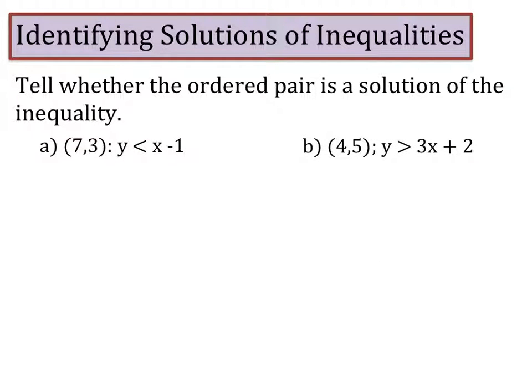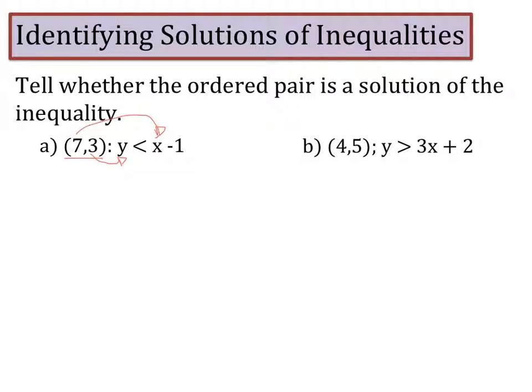So here we're given examples of two inequalities, and we're given a point that we're trying to figure out whether it's a solution to that inequality. For example, for A, we're given this point 7, 3. Now we want to test whether that point is a solution to the inequality. So all we do is we take this point, we take the x value and plug it in for this value here, and take the y value and insert it right here. And we see what the results are.